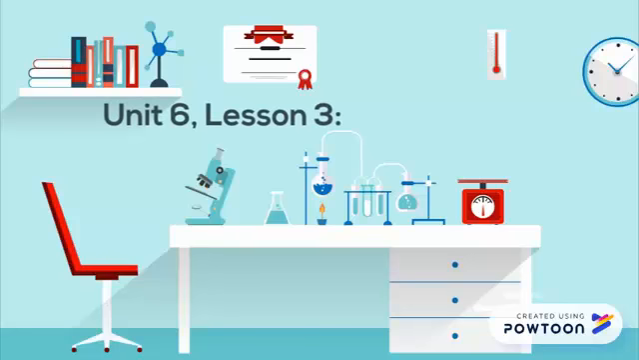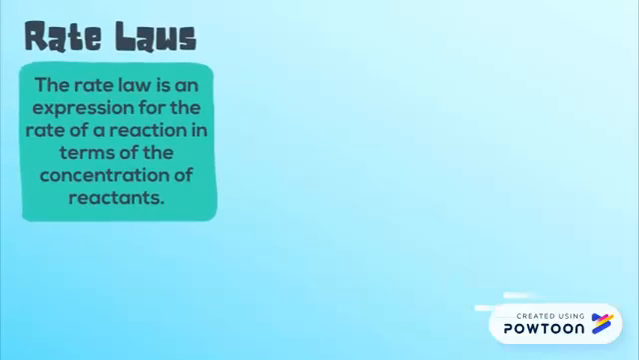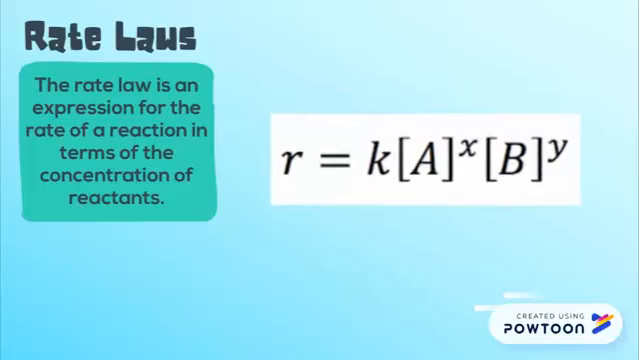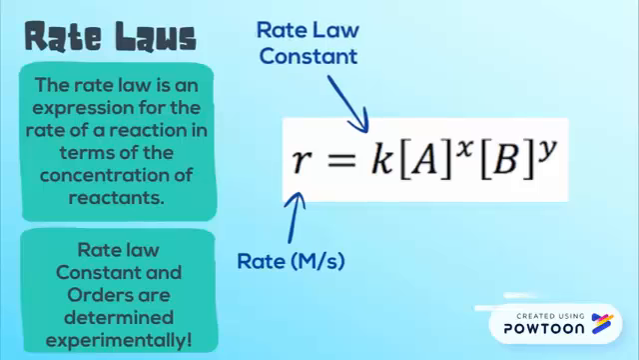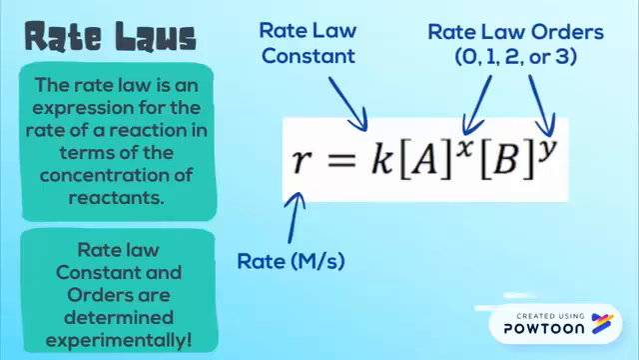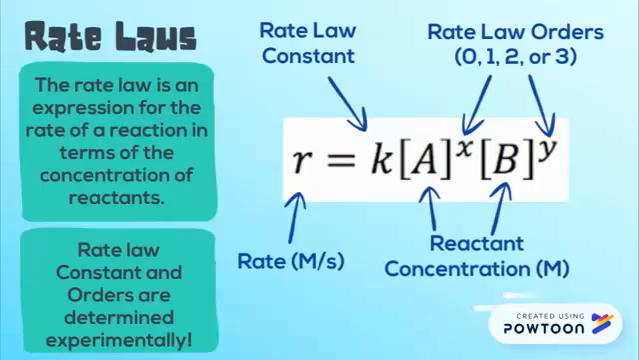For Unit 6, Lesson 3, we will be discussing differential rate laws. A rate law is just a mathematical equation that we use to express how concentration affects the rate. R in our equation stands for rate, K is our rate law constant, X and Y are our rate law orders, which we'll talk more about later, and then A and B are our concentrations of reactants.